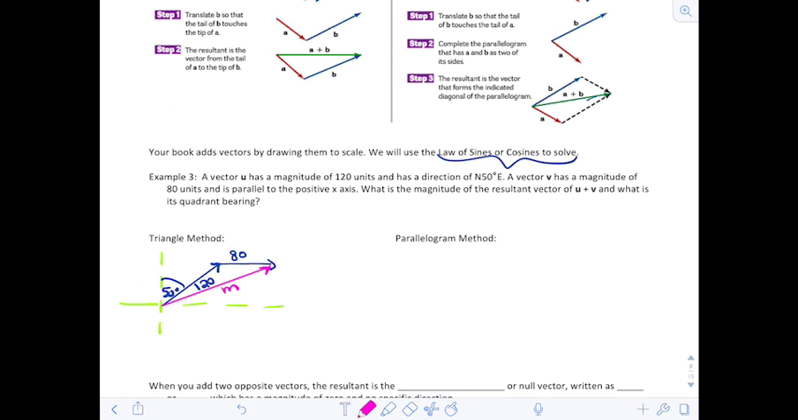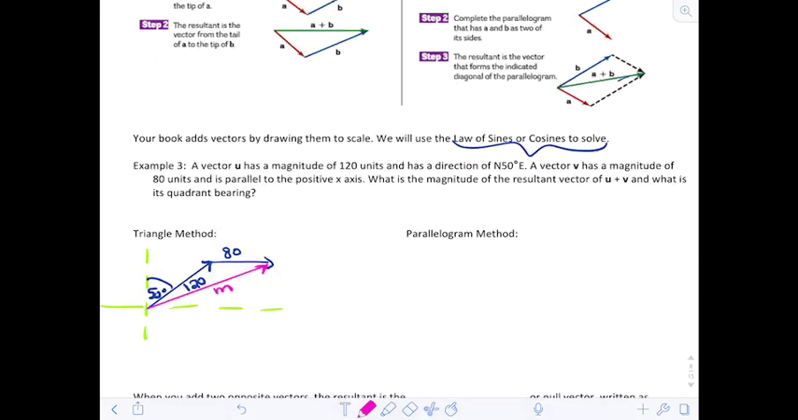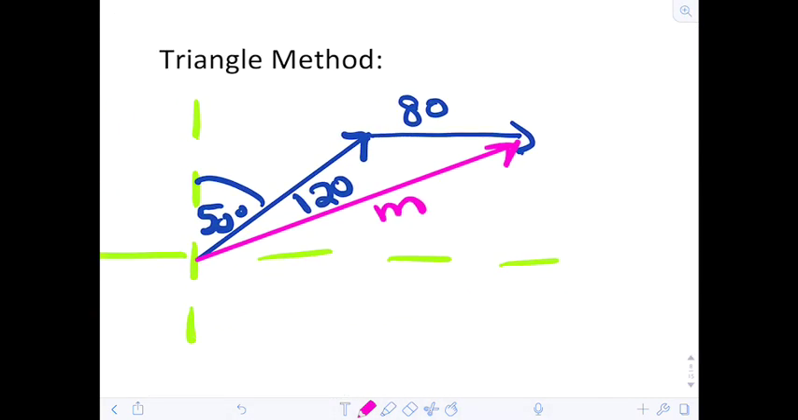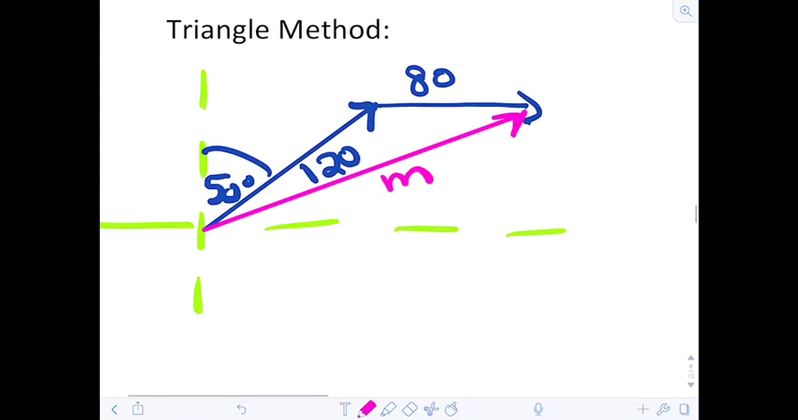If I want the magnitude, I have two sides, but I don't really have any angles inside the triangle. I'm going to blow this up just a little bit. Here's what I know. The quadrant bearing is going to be this whole angle right here, which means I'm going to need this little guy, phi. Once I have phi, I'll add it to 50 and have my quadrant bearing. It's going to be something east of north, but I'm not sure yet. Then I also need the magnitude.